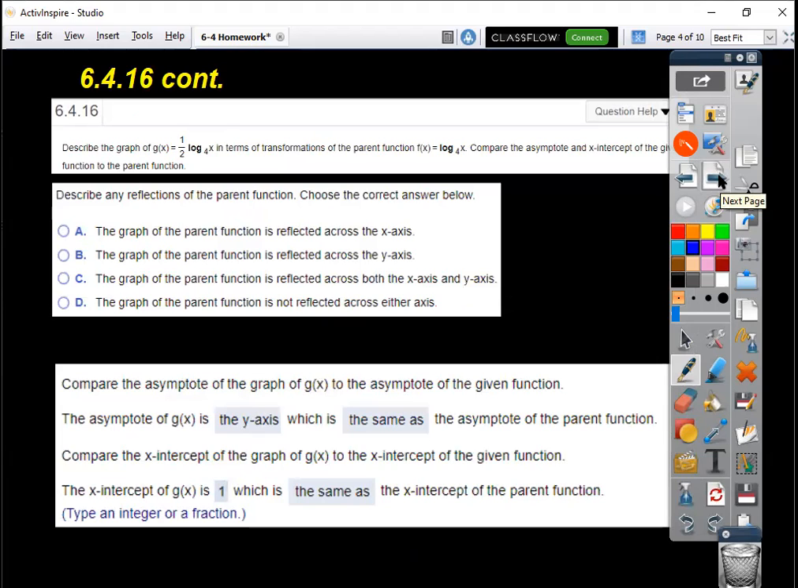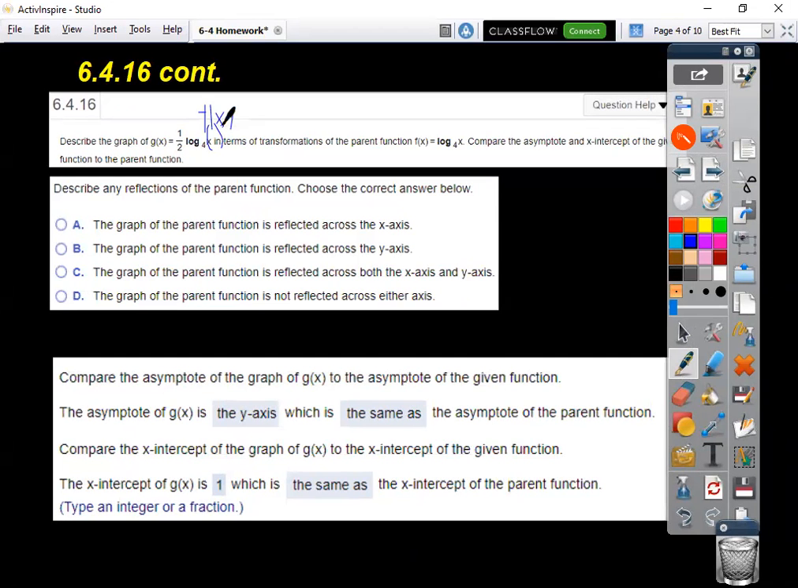Reflections. If you have a negative in front of an x inside of here, that's going to change the x's. So on the graph, x's that would have been here would have been over there. So that would be a reflection over the y-axis.